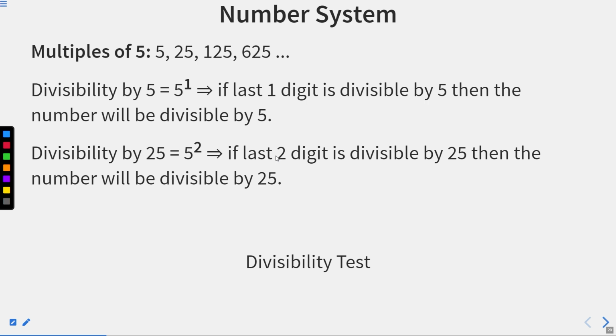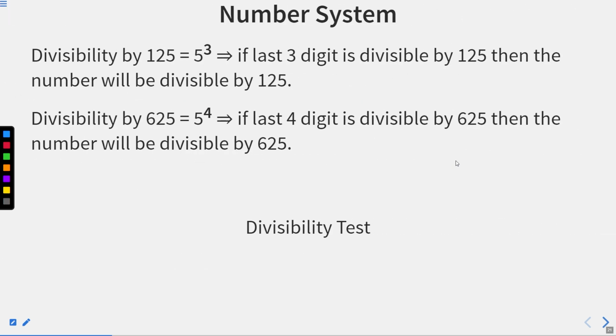Now, for 5, 25, 125 and 625. If the last digit is divisible by 5, then the number is going to be divisible by 5. If the last 2 digits are divisible by 25, then the given number is divisible by 25. If the last 3 digits are divisible by 125, then the given number is divisible by 125. If the last 4 digits are divisible by 625, then the number is divisible by 625.